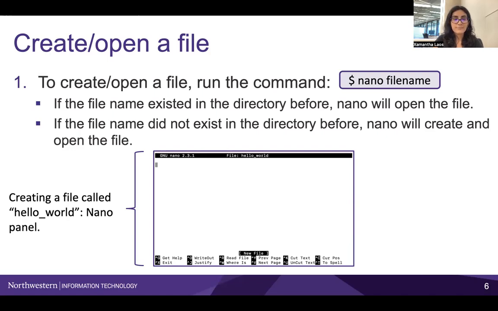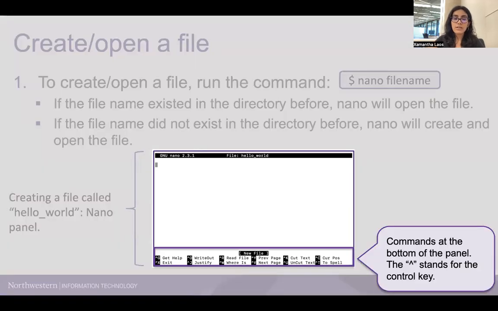As soon as you hit enter after typing nano and the file name, Nano will direct you to a panel that looks like this. As you can see, this is a Nano panel, and one of the reasons why people say that Nano is very beginner friendly is because it shows a lot of its main commands at the bottom of the panel. In this case, this arrow key stands for the control key. So if you want to get help, then you would click Control G. If you want to exit the Nano panel, you would click Control X.